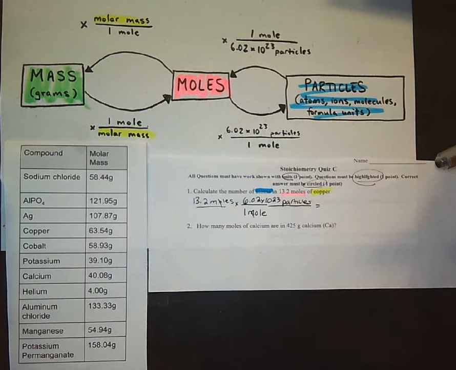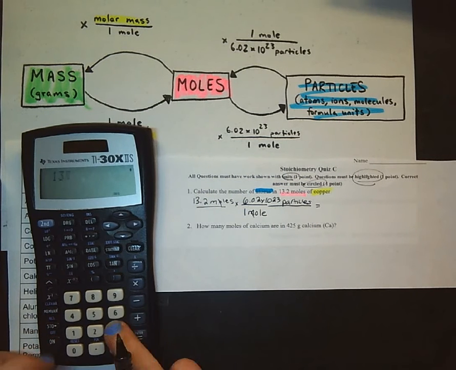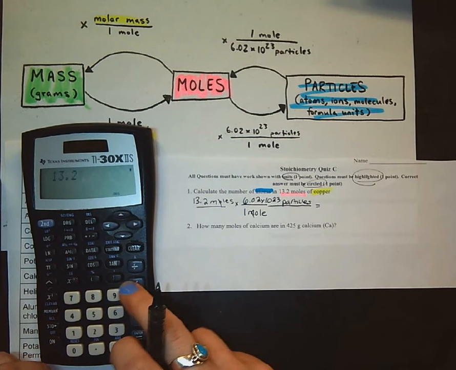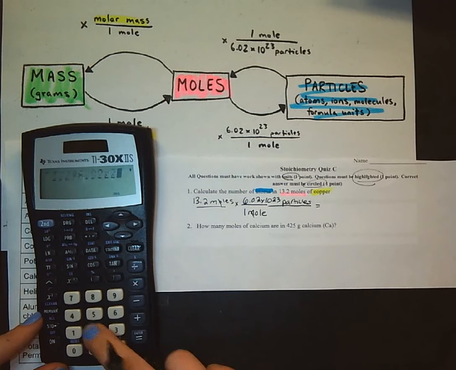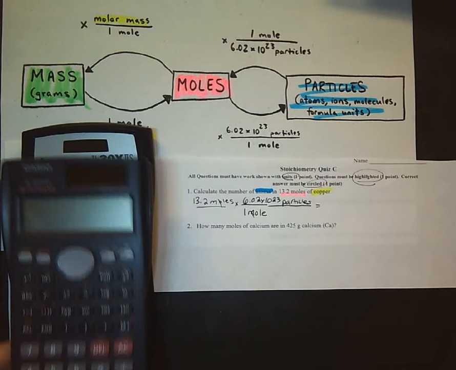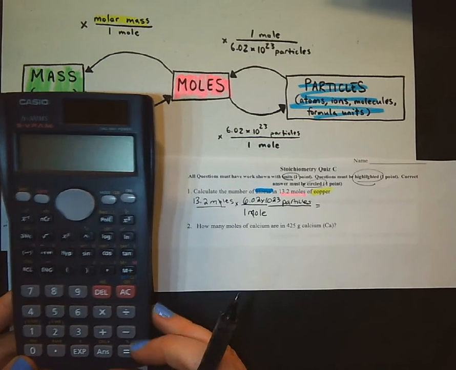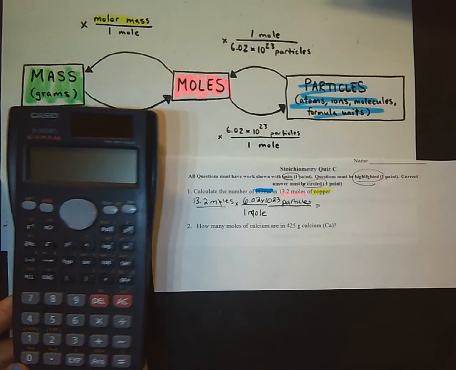So you're going to go ahead and put that into your calculator. 13.2 multiplied by, or times, 6.02 exponent button to the 23rd power. Now, if you have Mr. Huizinga or another chemistry teacher, realize that if you have a calculator that looks like this, you need to click the exponent button. Hopefully at this point you are familiar with how to use a calculator.